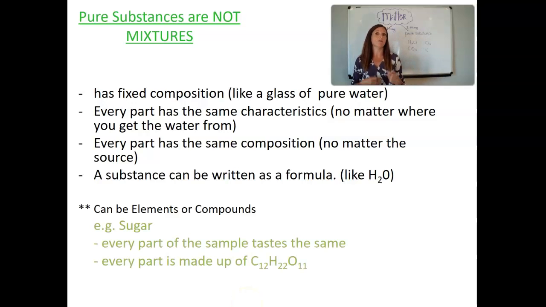Sugar is an example of a pure substance. So sugar can be written as the formula C12H22O11. Every bag of sugar that you buy is the same. So if you go to the grocery store and you see 7 different brands of sugar and you brought them all home and you tested them all, they should have the same chemical composition.